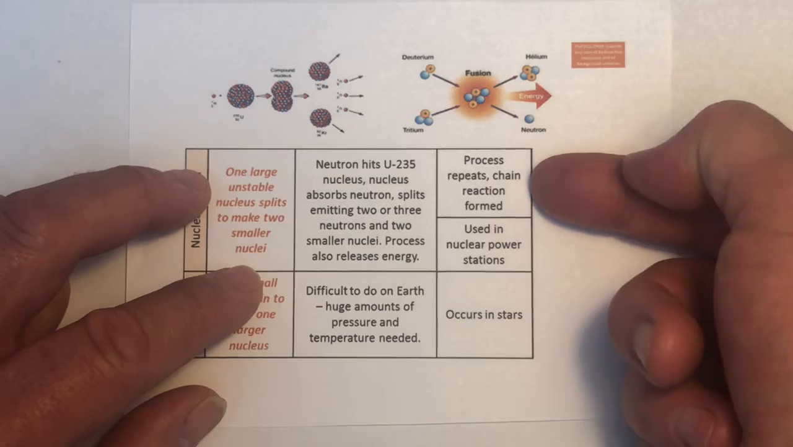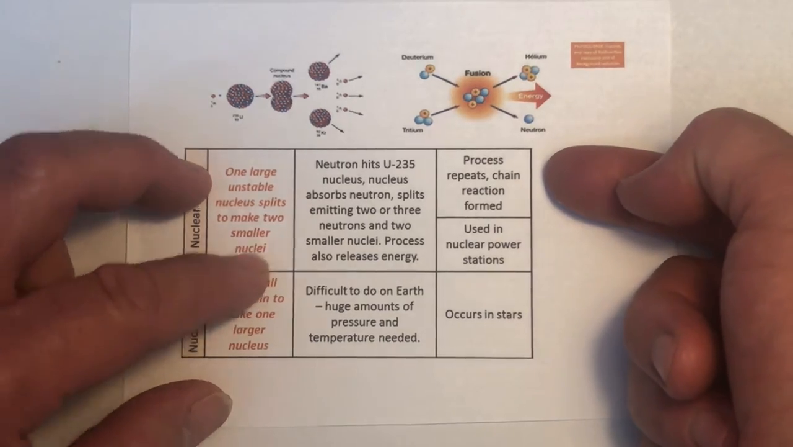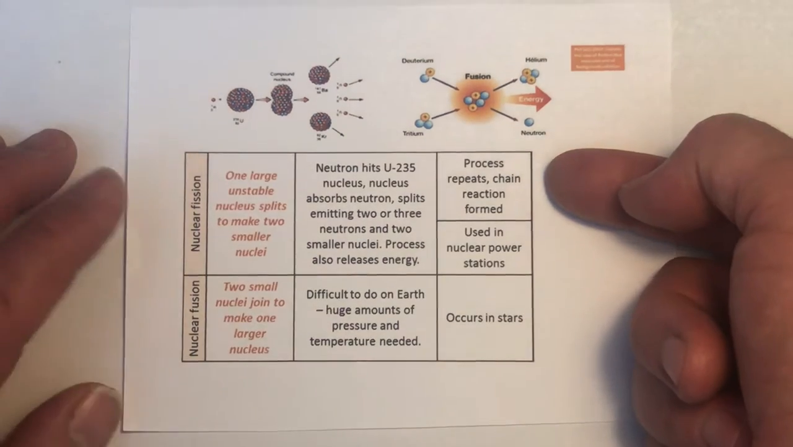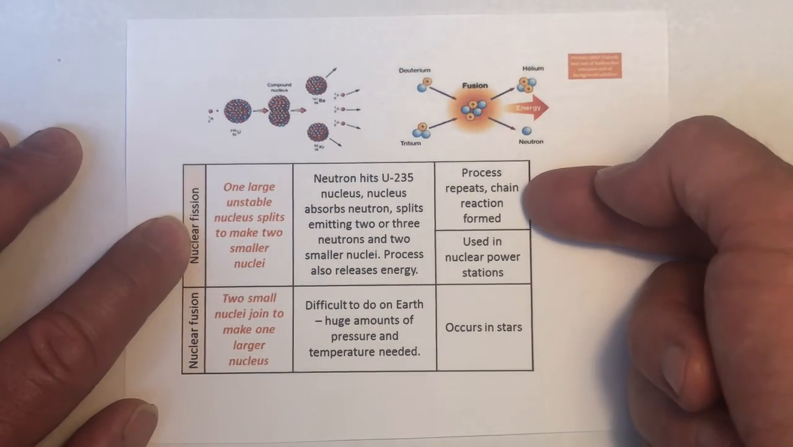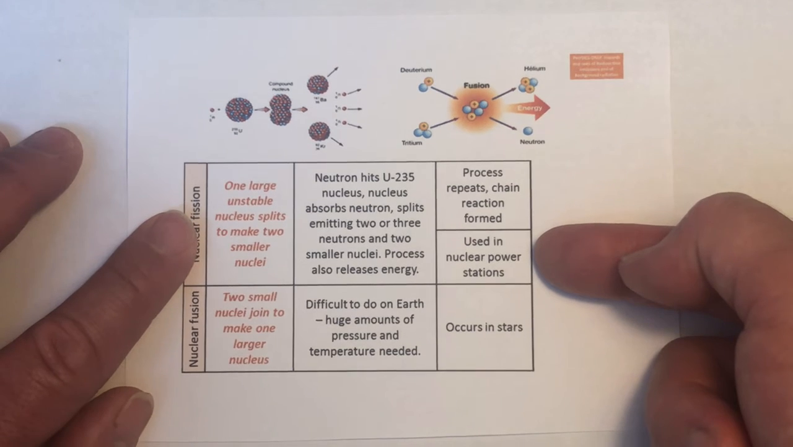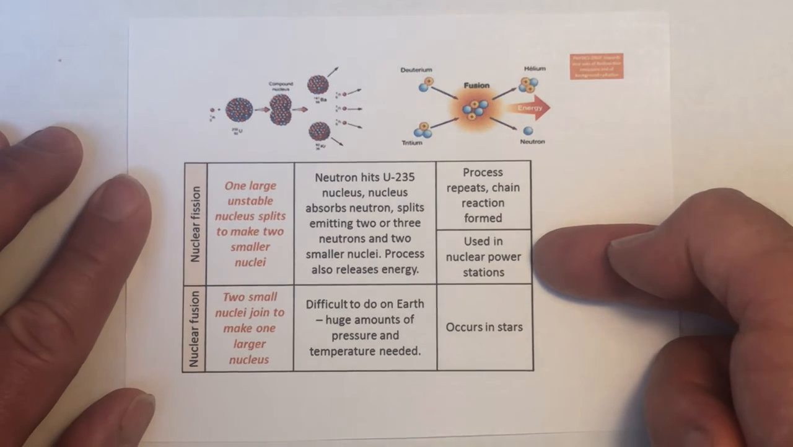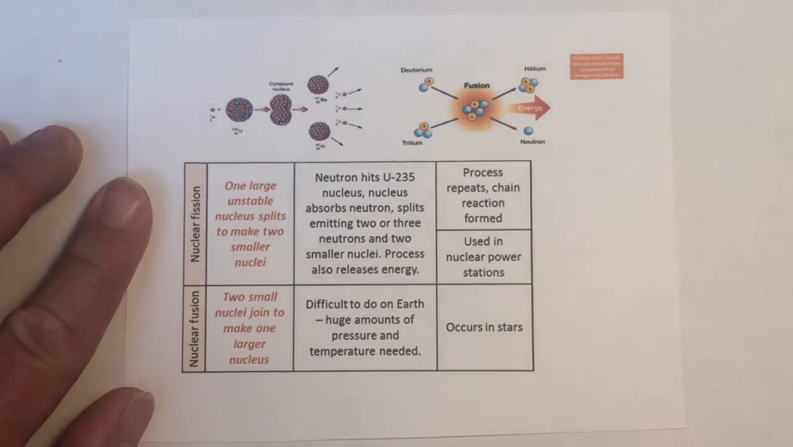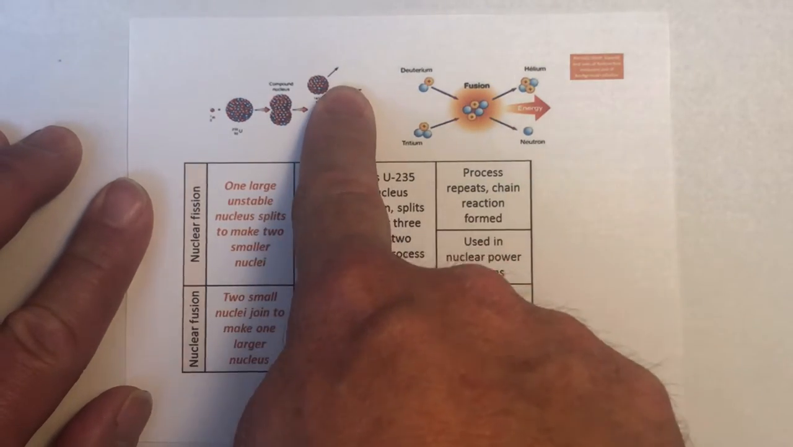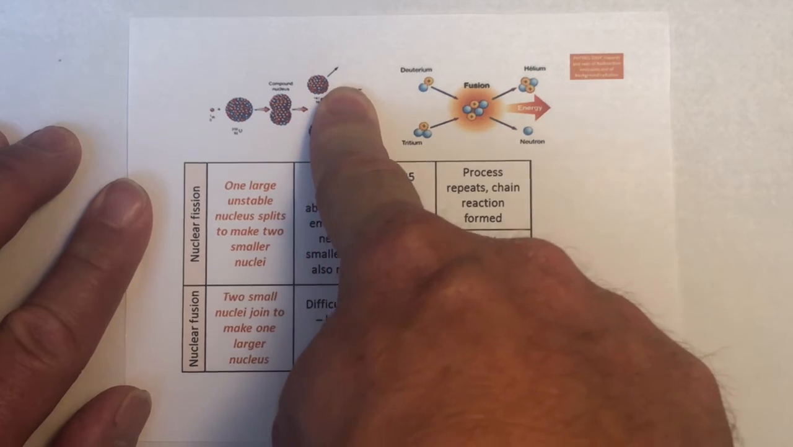Now, if that was just left uncontrolled, those 2 or 3 neutrons would then make another and another and another. And like I said before, that would be a chain reaction. This process is used in nuclear power plants. And the way that we control it in nuclear power plants is we have boron rods. Those boron rods will then absorb those neutrons when we need to slow the reaction down.